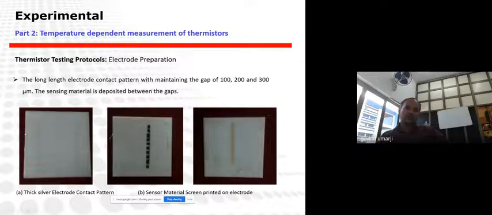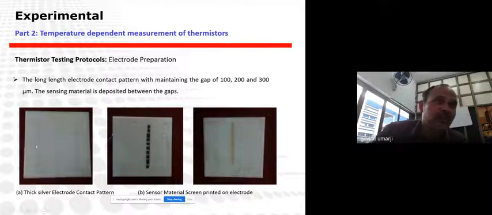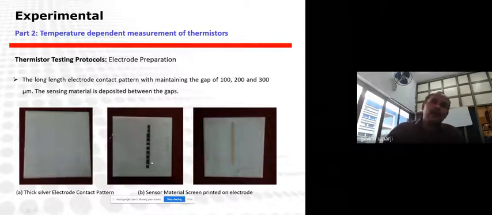and in the first one I think we cannot visualize it, because it's silver on an alumina substrate, but in the second image you can see that we have printed the ferrite material on the gap between the two electrodes, and here is the high temperature material with the gap. In this case we have maintained 100 micron, 200 micron and 300 micron, so as to compare which is the best optimized thermistor we can fabricate using this technique.